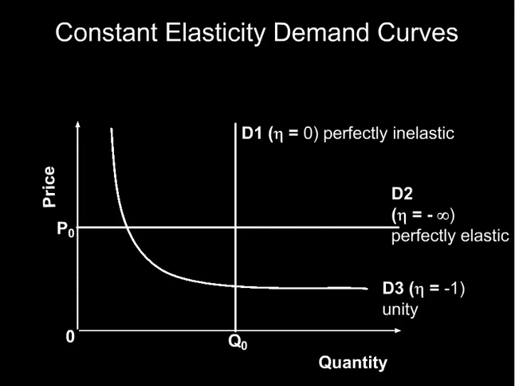On curve D1 we get perfectly inelastic demand, where elasticity of demand is equal to 0, and that's a vertical straight line, very, very steep indeed. And when demand is perfectly elastic, we get price elasticity of demand equal to minus infinity, and that's a horizontal line. It's suggesting that at a given price any amount will be demanded.